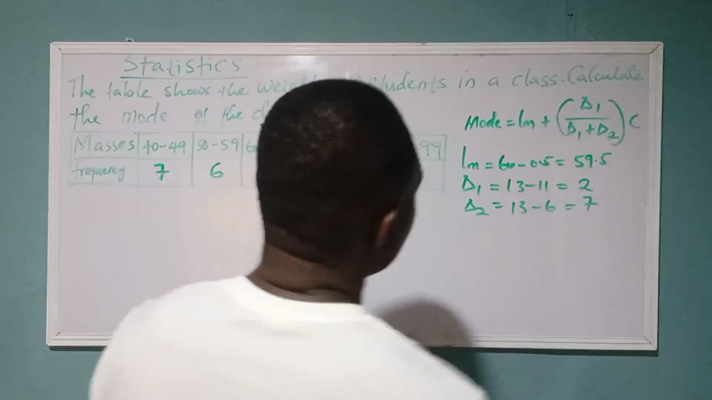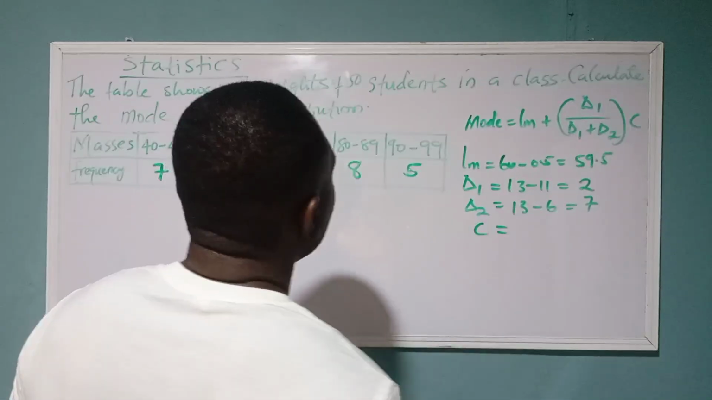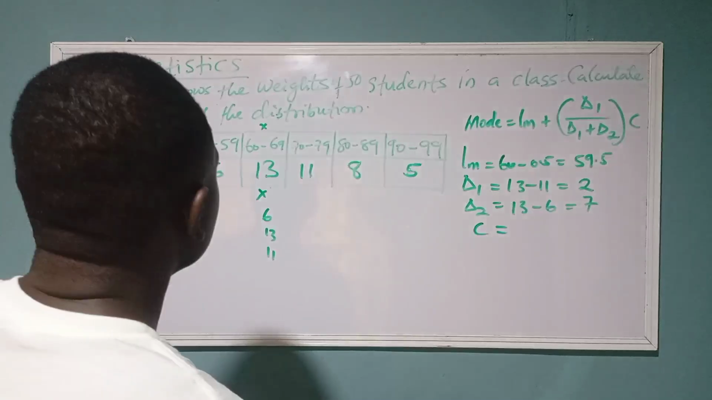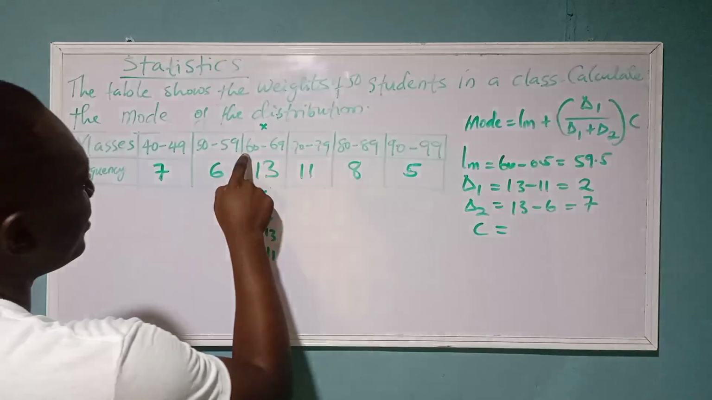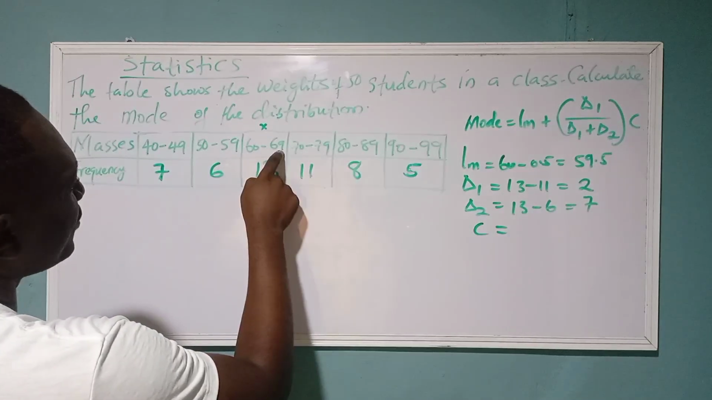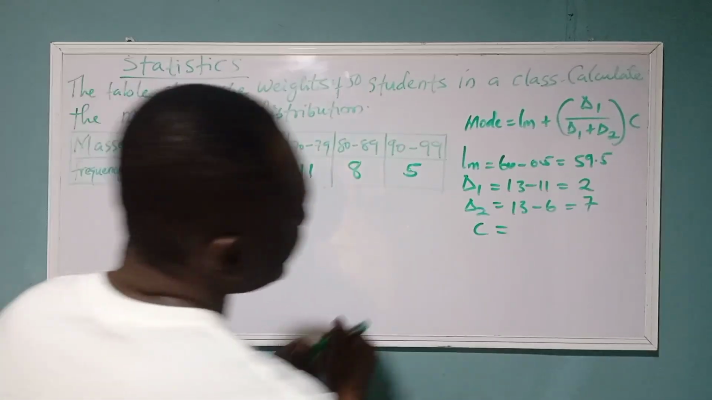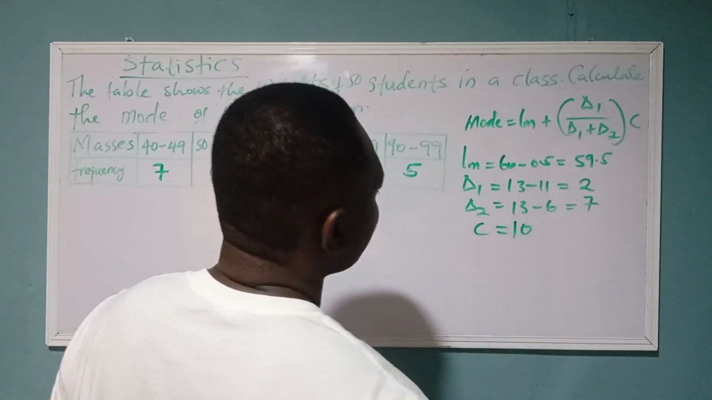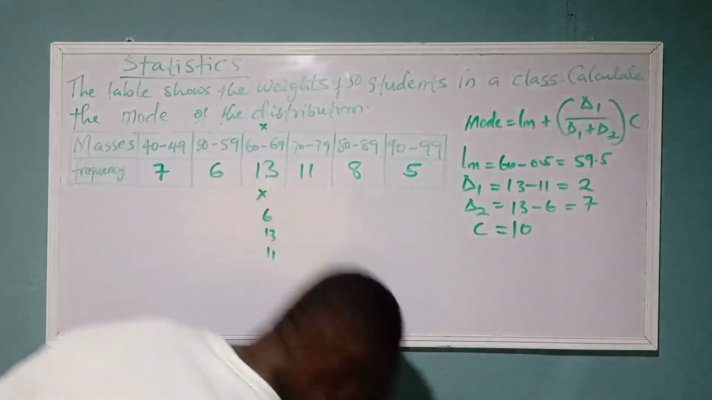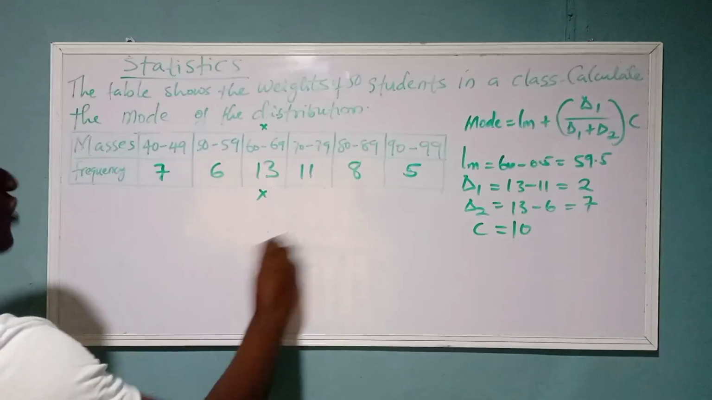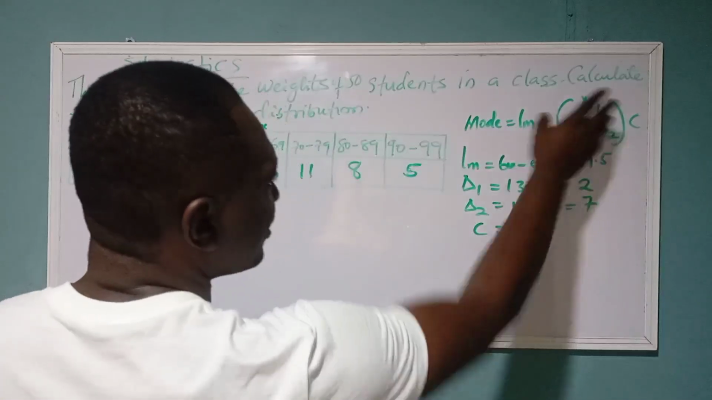Then the next one, we're going to be looking for C, and C means the class width. What is the class width? The distance between this value and this value. So in statistics, you start counting from 60 to 69, and that gives you 10. Right. So if we want to calculate the mode, then we are going to apply this in the formula.